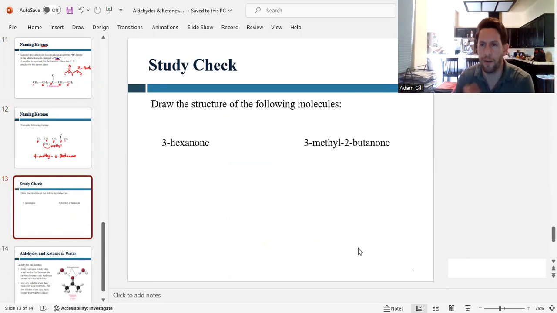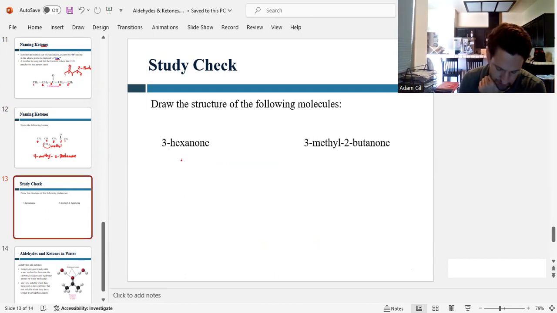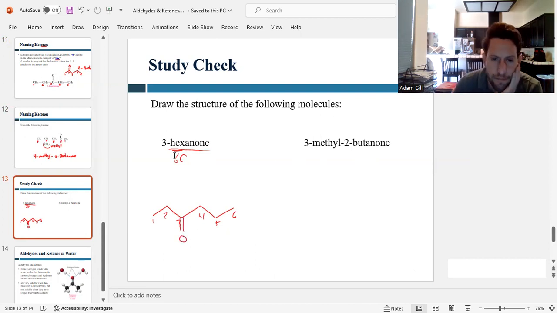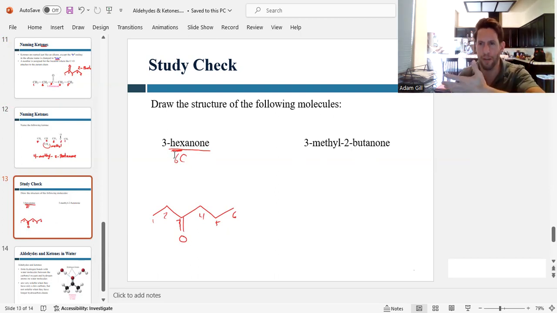All right, let's try and go the other way around. If we're given the name, can we draw the structure? So this one here, hexanone. Hex means 6 carbons. So 1, 2, 3, 4, 5, 6. And we need the ketone at carbon number 3. So I'll draw it pointed down there. Doesn't matter if you draw it pointed up or down. Same thing, because molecules can flip around as long as it's attached to the right number.